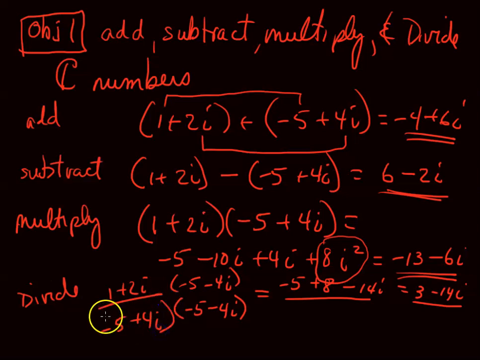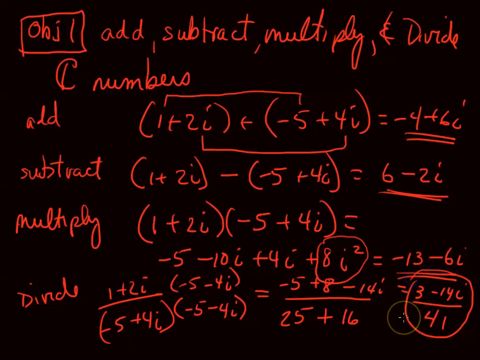The denominator, this is the sum and the difference. This is the difference of two squares. So it's a negative 5 times negative 5, which is positive 25, minus, well, 4 and 4s and negative 4s, negative 16, but i times i is i squared, so it's a positive 16. And this is 41. So you get your answer by multiplying. You didn't divide. This used the idea of a conjugate.